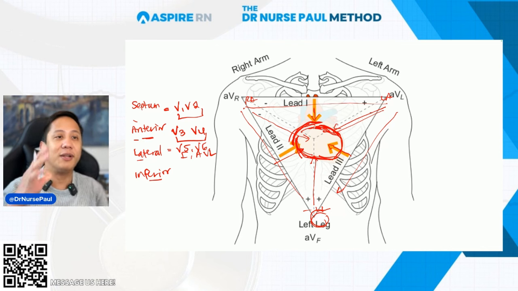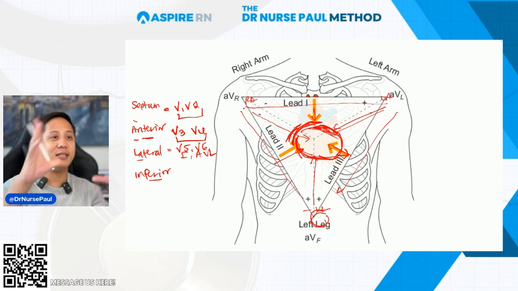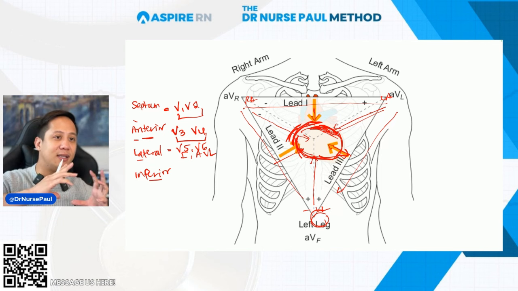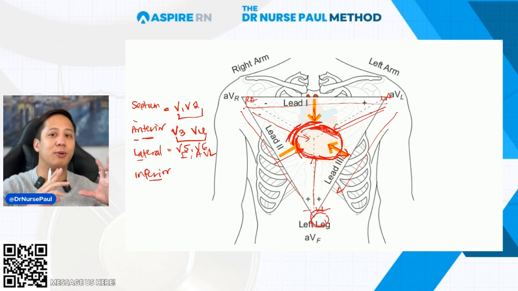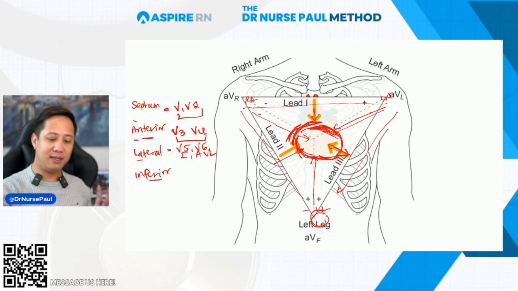Because, guys, remember the heart is twisted, right? This is your base. This is your apex. So that's the lateral portion. You see, the heart is twisted. It's not upright. It's not like the lungs and kidneys that are upright. Or let's put it the correct word: tilted. Tilted to the left. Agree? This is the top. This is the bottom portion. This is the lateral. You got it, nurses? You got it?